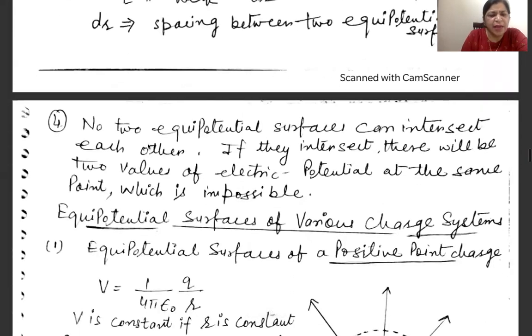Now the fourth property is that no two equipotential surfaces can intersect each other. If they intersect, there will be two values of electric potential.